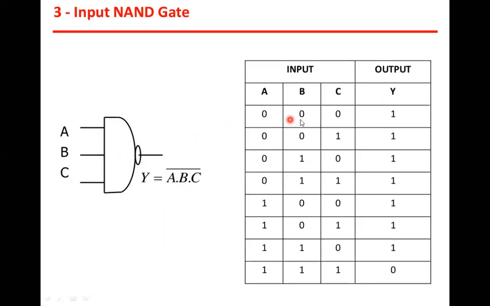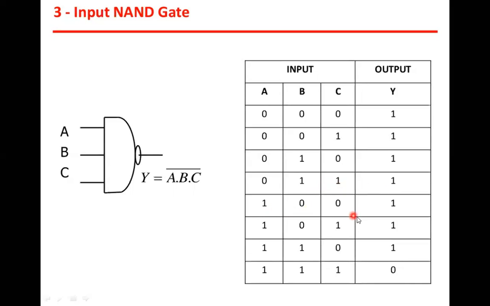So for 0, 0, 0, what is the output? It will be 1, because 0 dot 0 dot 0 is nothing but 0. Zero's complement is 1. Similarly, 0, 0, 1. So 0 dot 0 is 0, 0 dot 1 is 0. Zero's complement is 1. So for 0, 0, 1, it is 1. For 0, 1, 0, it is 1. For 0, 1, 1, it is 1.